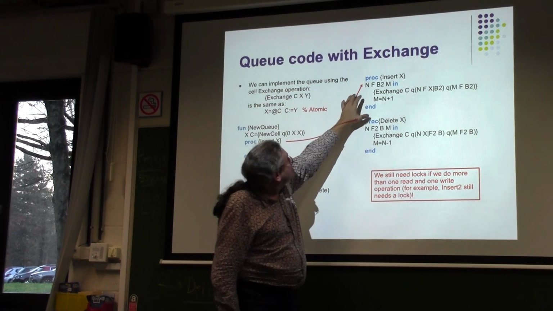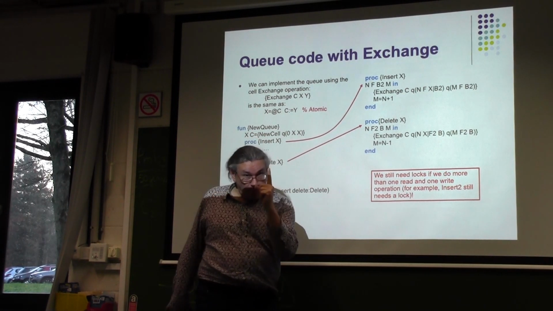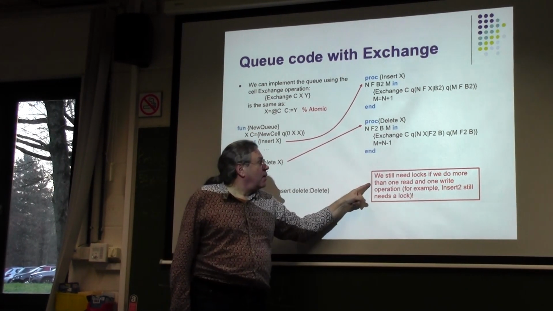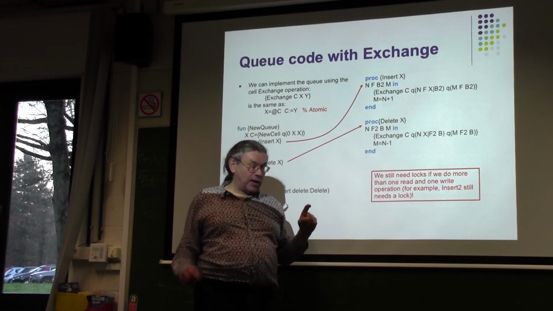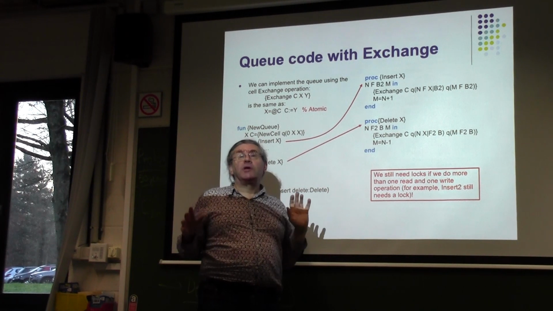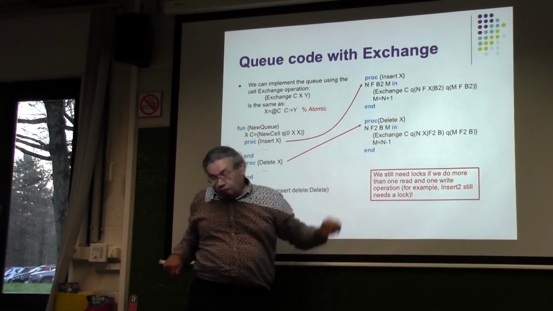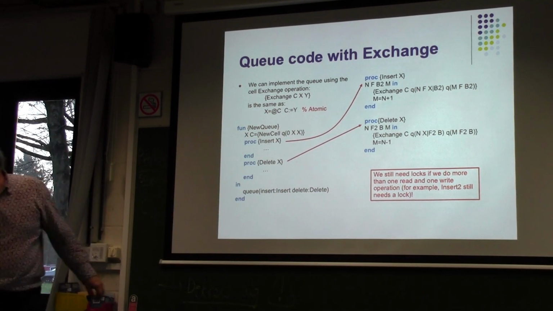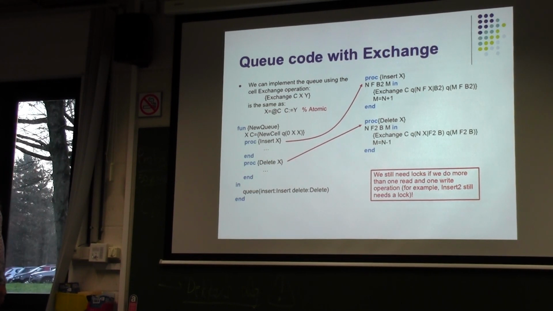So this works for the queue, because we only do one read and one write. But queue is a very simple abstraction. Real abstractions will be doing lots of updates, so it doesn't work anymore. So I'm just showing you this to show you one example of a program using exchange. So you can use exchange directly if you only do one read and one write.